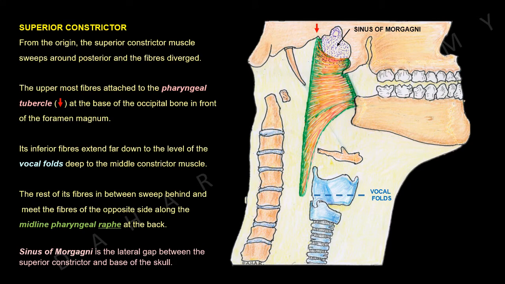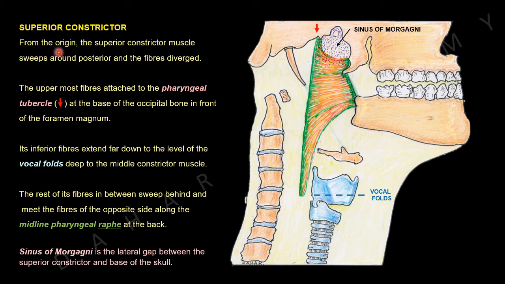Continuation of the superior constrictor muscle. We are going to say something. This is the pharyngeal tubercle here at the base of the skull in front of the foramen magnum. Okay, this is the thyroid cartilage. Inside the thyroid cartilage, we have the vocal folds. Okay, now we are going to continue about the superior constrictor muscle.